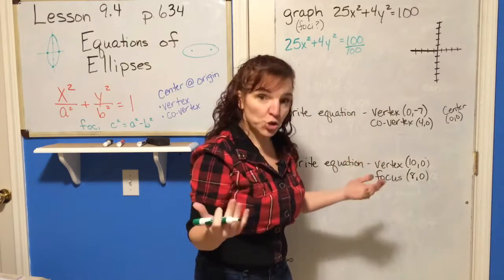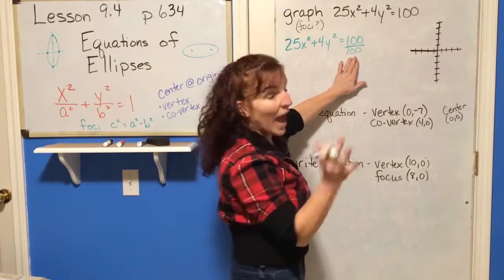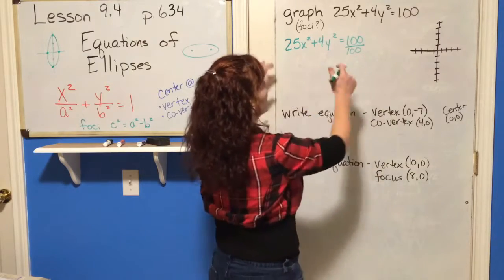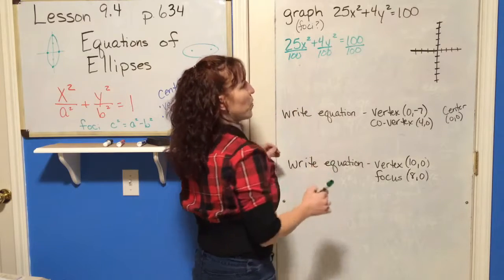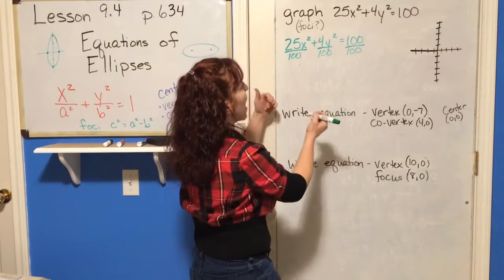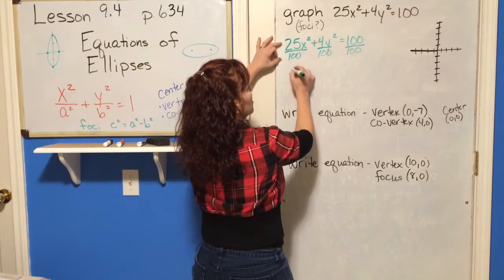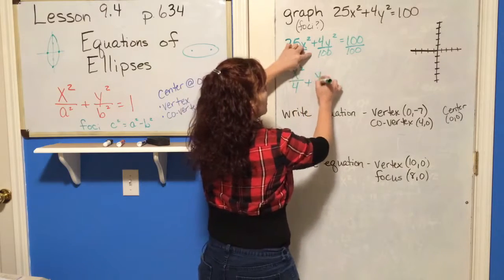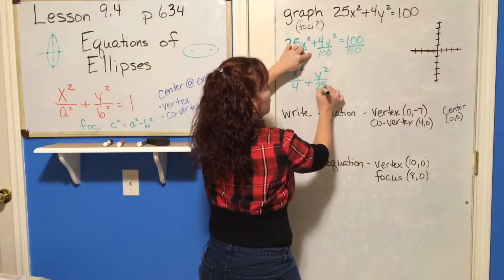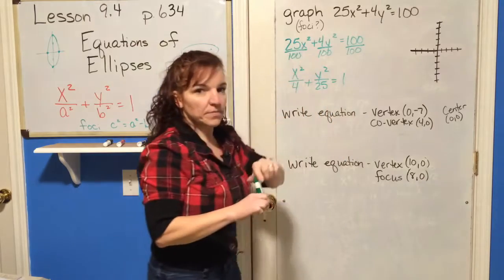You can do that as long as you divide everything by the same thing. So divide every part by 100 in this case. Now when we reduce this down, this becomes x squared over 4 plus y squared over 25 equals 1.